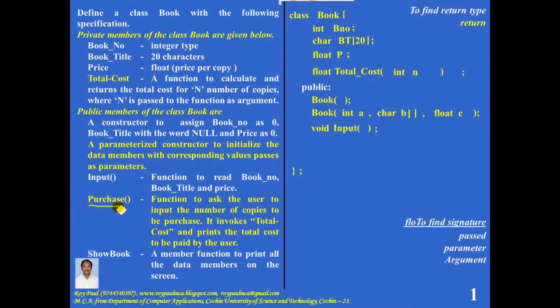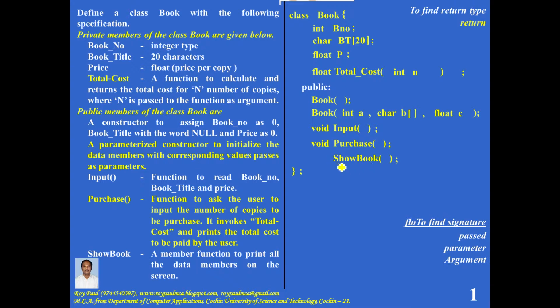Next one, purchase function. Straight away write the name of the function, function symbol, semicolon. Find return type and signature. To find the return type, this explanation does not contain the word return, so return type is void. No return type. To find signature, explanation does not contain the words passed, parameter, argument, so signature part is empty.